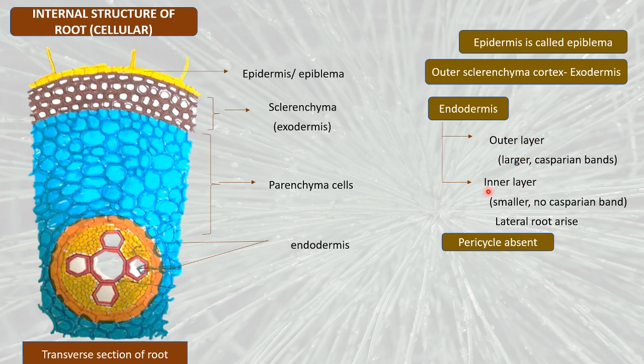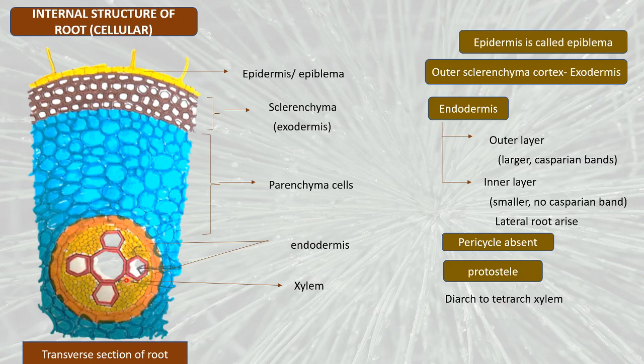Then one more important point, pericycle is absent. So there is no pericycle after endodermis in the root of equisetum. Now the stele is protostele and there is xylem present, which may be diarch or tetrarch. Diarch means two strands of xylem, tetrarch means four strands of xylem. So xylem could be two stranded, three stranded or four stranded.